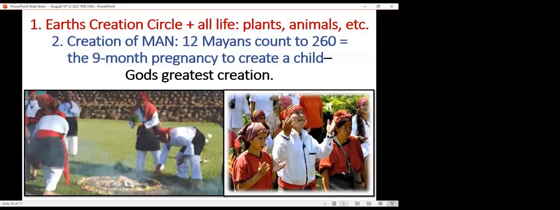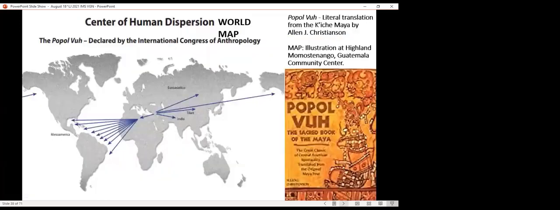Rigoberto, there on the right, the spiritual leader from Momostenango. The Earth Creation Circle includes plants, animals, etc., and represents the creation of man. The Maya count the 260 days, the nine-month pregnancy cycle of a child, God's greatest creation. Every human being is a miracle that we celebrate at Izapa.